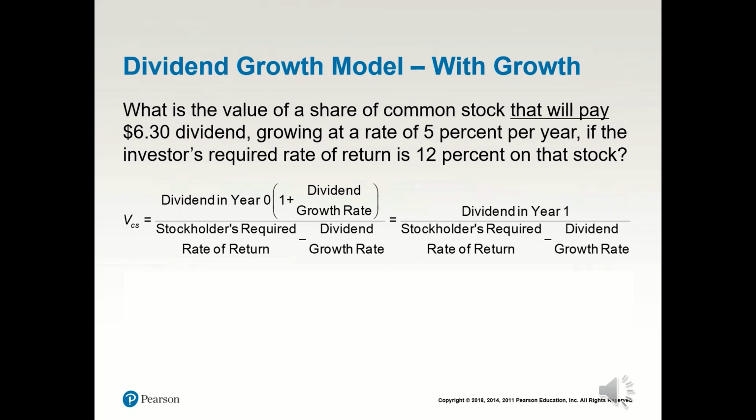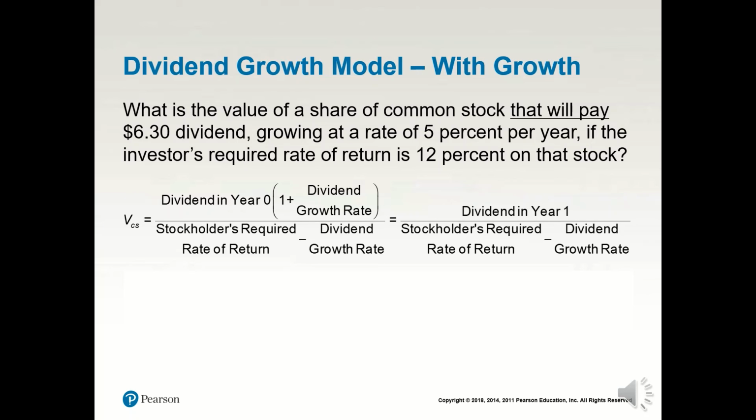Now let's look at an example where there is some growth in the dividend. What is the value of a share of common stock that will pay $6.30 dividend, growing at a rate of 5% per year if the investor's required rate of return is 12% on that stock? Since we now have a growth rate, we will be using all 3 elements when we calculate this answer.